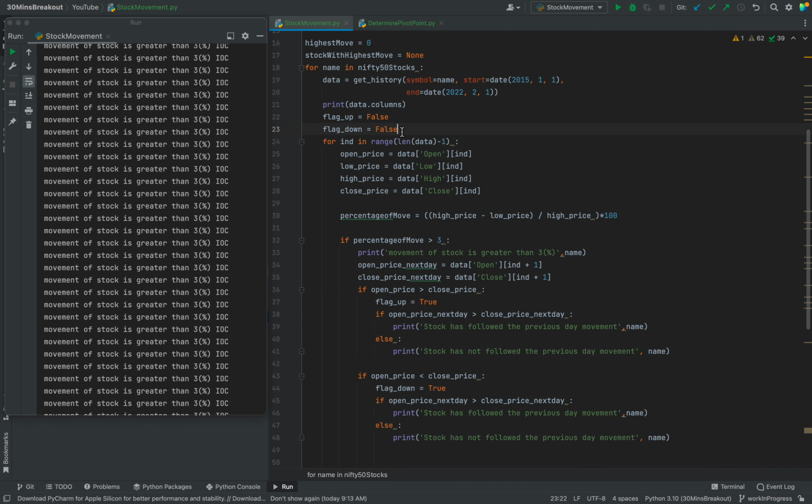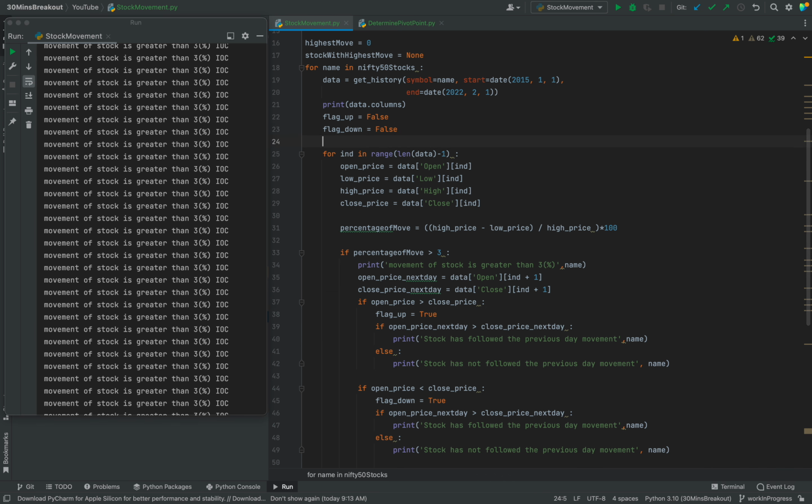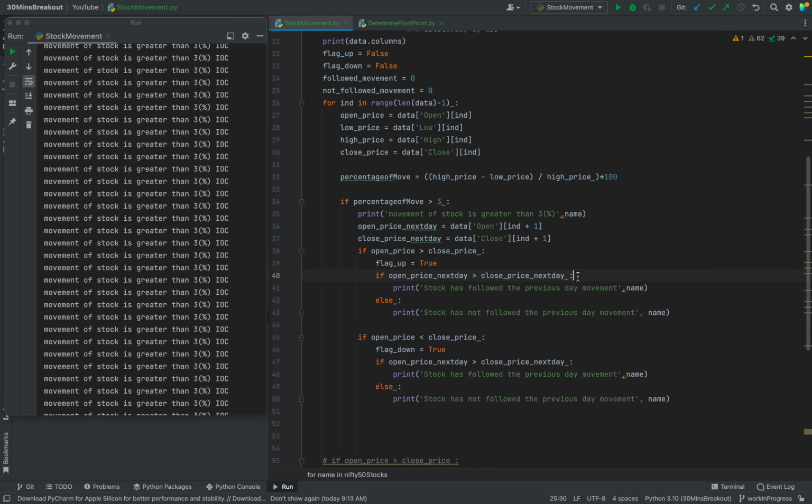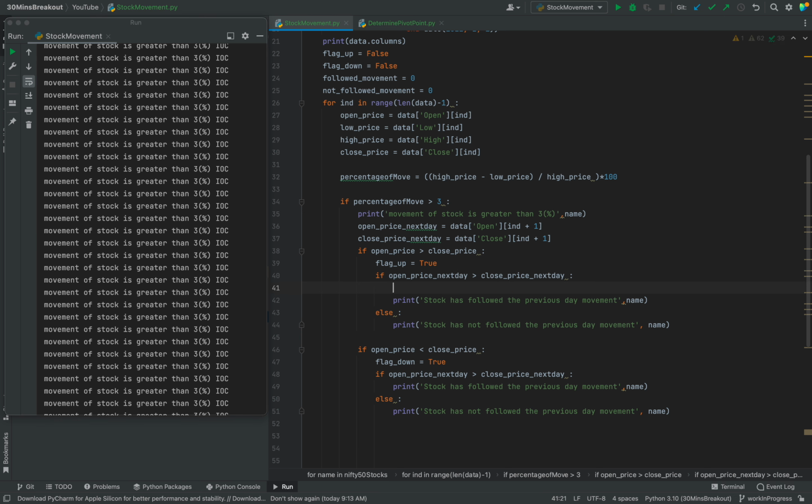So let's calculate how many times it has moved up and down. So followed movement equal to 0. So here followed movement is going to be followed movement plus 1. We will just keep on saving how many times it has followed and not followed.